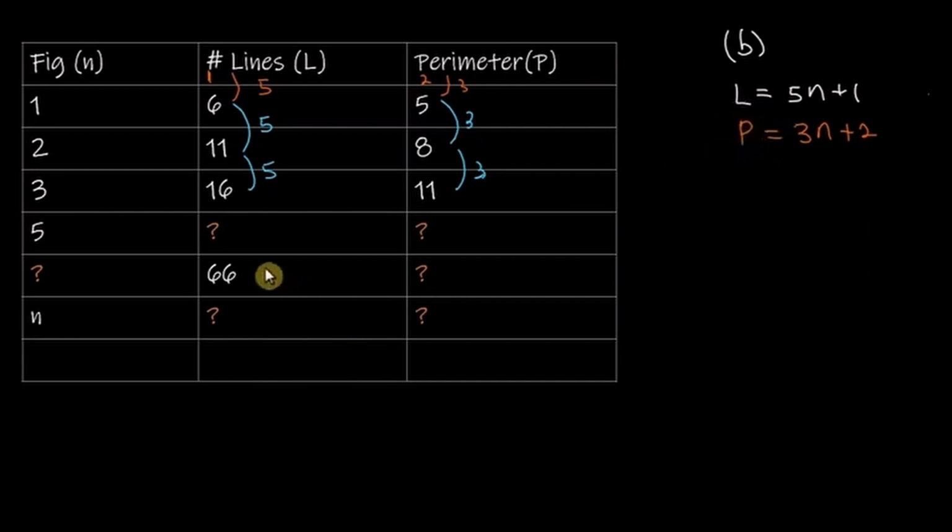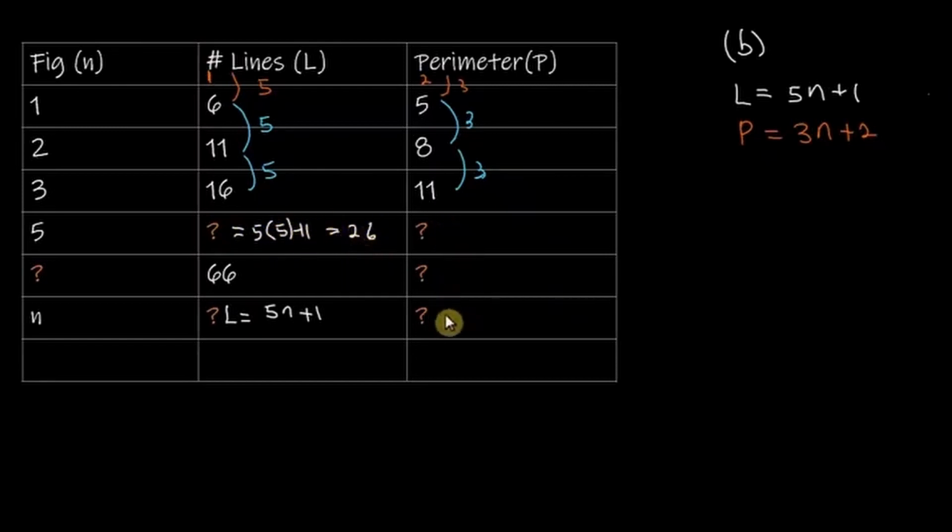So I could apply the equations wherever I see n. So here I have n is equal to 5, number of lines. When n is equal to 5, I know that L, let's write the equation here, L is equal to 5n plus 1. So I could write number of lines when n is equal to 5 is equal to 5 times n, which is 5, plus 1, which is equal to 26.